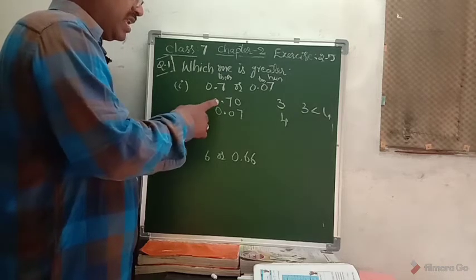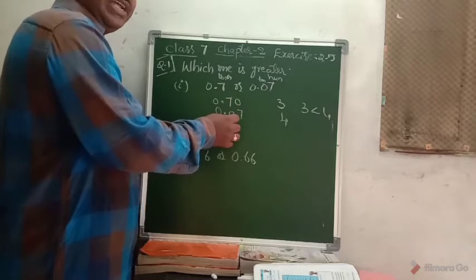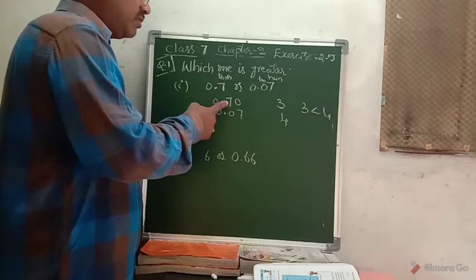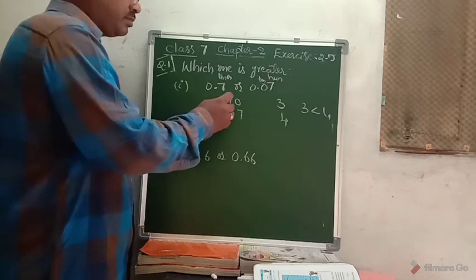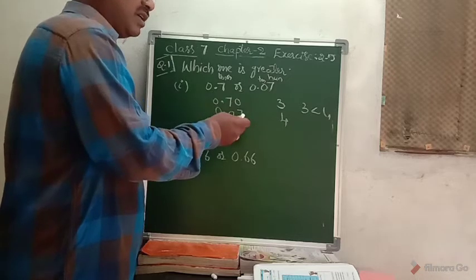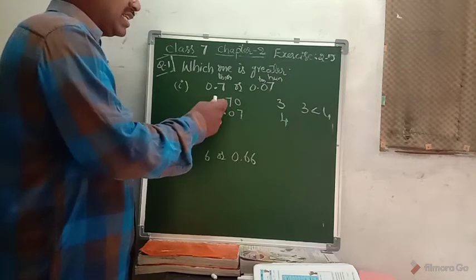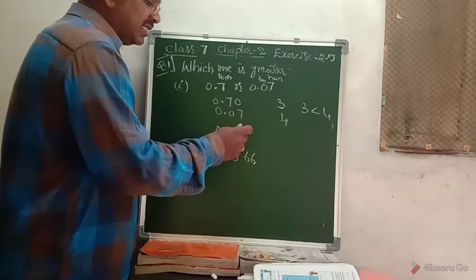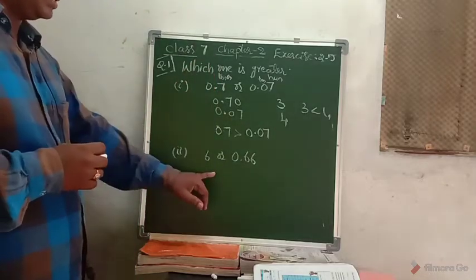0 and 0. Next, we will go to the tenth place. This is 7 and this is 0. The whole numbers are 0, so the next is the tenth place. The number which has the greater digit in the tenth place is the greater number. If there is also a 0 there, we go to the hundredth place. If it is still not clear, we go to the thousandth place, and so on. Here there is no problem at all. The tenth place is greater, so 0.7 is greater than 0.07.